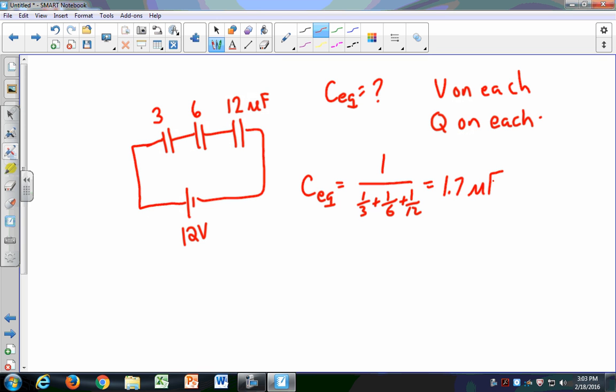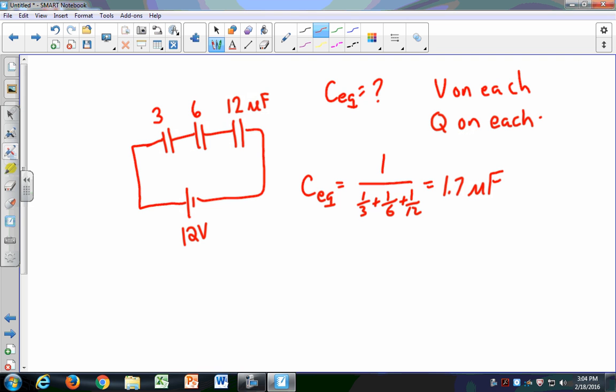1.7 microfarads. Let me double check that. 3 inverse, 6 inverse. Yeah, 1.7, 1.4. Listen, on the test, the numbers will come out evenly. I'll pick numbers. It's just sort of hard for me to do it on the fly. All right, so that's the equivalent capacitance.